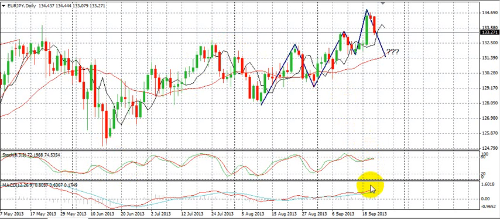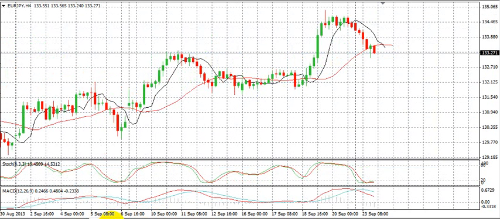The stochastic is still at buy, and the MACD is bullish. So let's take a look at the 4-hour time frame to see if we find anything over there. On the 4-hour time frame, I want to show you that the market has turned bearish on the MACD, and it is also sell on the stochastic. You can see that the market has just crossed over the 25 by 5 moving average, and it is also well below the 3 by 3 moving average.